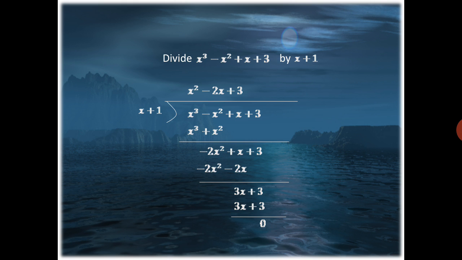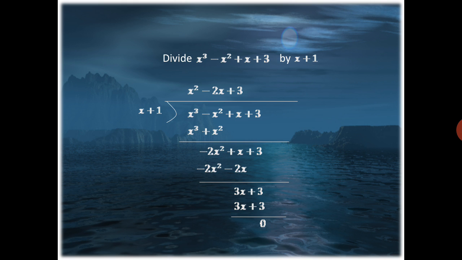Now when I write x square in the quotient, I am supposed to multiply x square by the entire divisor, wherein the divisor is a binomial. So, I have to multiply x square by x, and I have to multiply x square by plus 1 also. This is how I get a binomial, and that is written below. That is x cube plus x square.